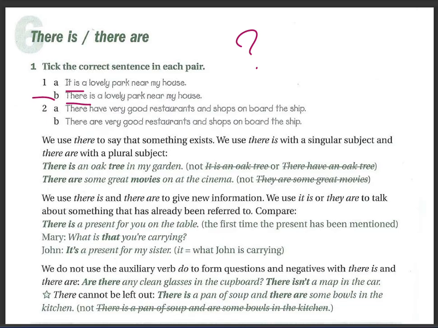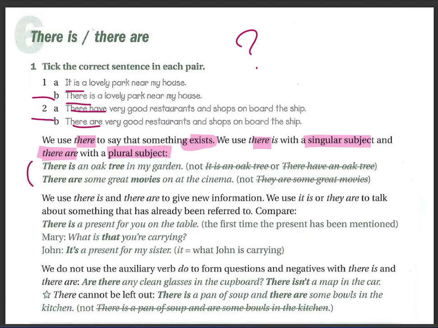2. There have very good restaurants and shops on board the ship. There are very good restaurants. There are. Very well, of course, there are. We use there to say that something exists in English. We use there is with a singular subject and there are with a plural subject.